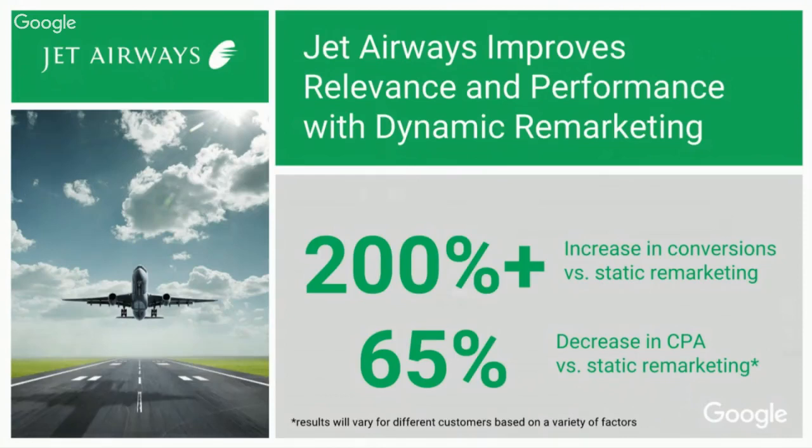Their ads had the location of the user and the destination they wanted to go to and a date in which they wanted to fly right inside the ad, which I think is really cool and also very useful for the consumer. So they customized these ads and did a lot of testing. And after 6 months, they saw a 200% increase in conversion and 65% decrease in CPA, which is pretty amazing.